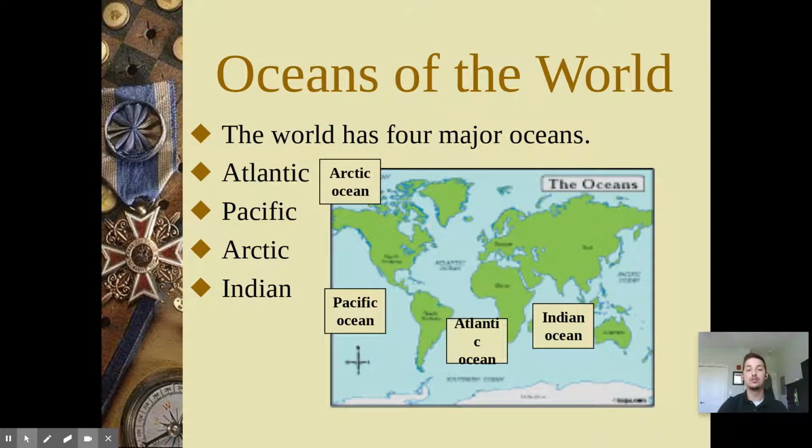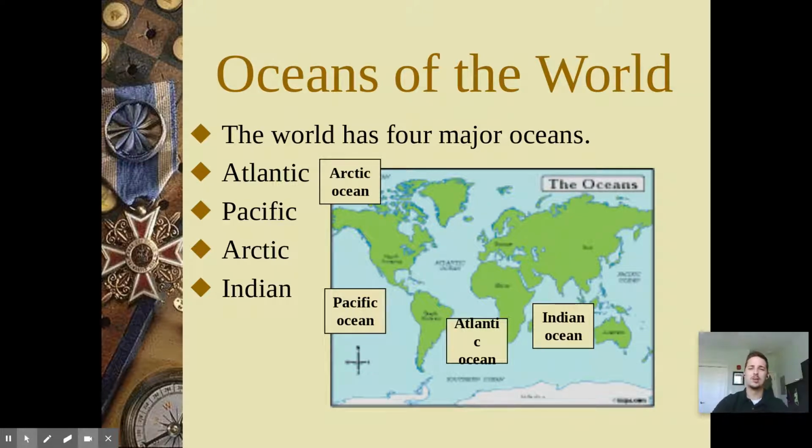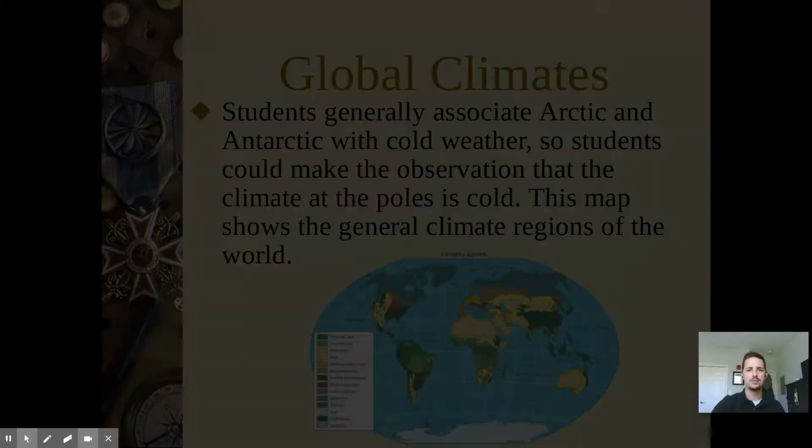The oceans of the world, obviously, I know this is review, but the world has four major oceans: the Atlantic, the Pacific, which is right here and right here, the Indian, which is right here, and the Arctic, which is up here to the what? To the south? South? No, to the north, right? So, those are our four oceans.